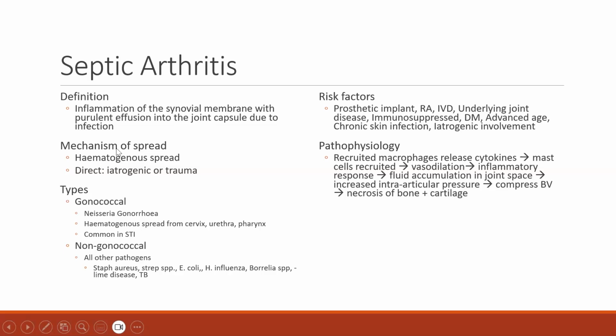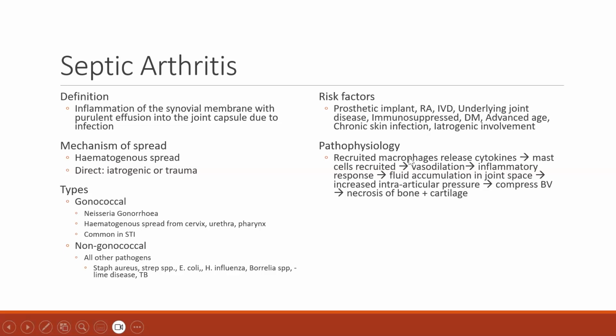So we got two mechanisms of infection. We got hematogenous spread or direct spread or trauma. So we have two types, gonococcal from Neisseria, which is very common in young people and with STIs. We have a non-gonococcal, so all the other pathogens are listed here. Risk factors, prosthetic implants, rheumatoid arthritis, IBD, joint disease, immunosuppression, diabetes, advanced age, chronic skin infection, or recent surgery.